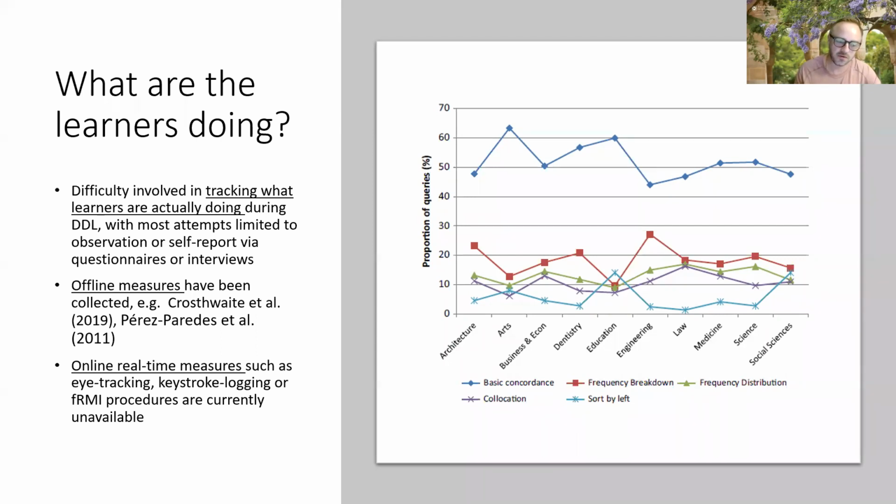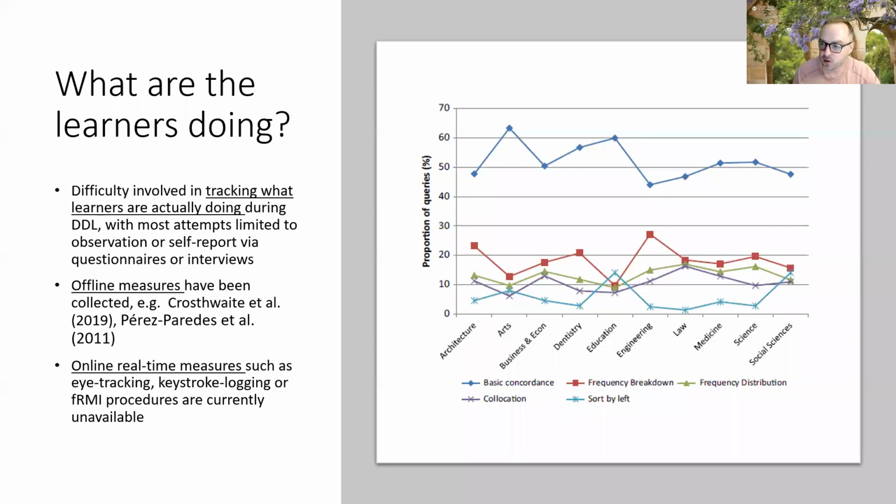However, despite those studies, for online measures of what learners are actually doing during DDL, such as eye tracking, keystroke logging, or even magnetic imaging and brain scanning procedures, there are no studies yet done on that. It's something that we talked a lot about at the last Teaching and Language Corpora conference, and hopefully those studies are ongoing, but to date, we haven't been able to see any such study.